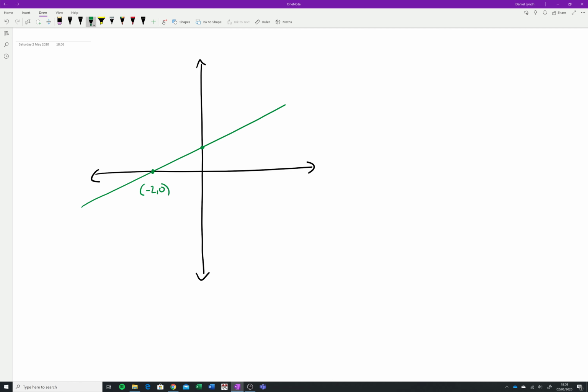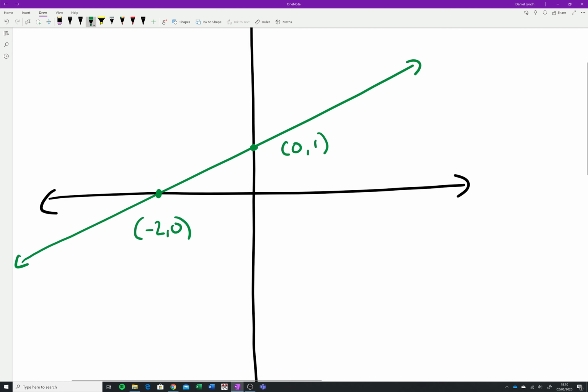So if we just take this as an example here, we'll say that this is minus 2, 0. We'll say that this is 0, 1. What does it mean when we get the equation of a line? So I'm going to tell you that when you get the equation of a line, it means that if you pick any point which is on the line, that will satisfy the equation. I'll try and explain what I mean by that.